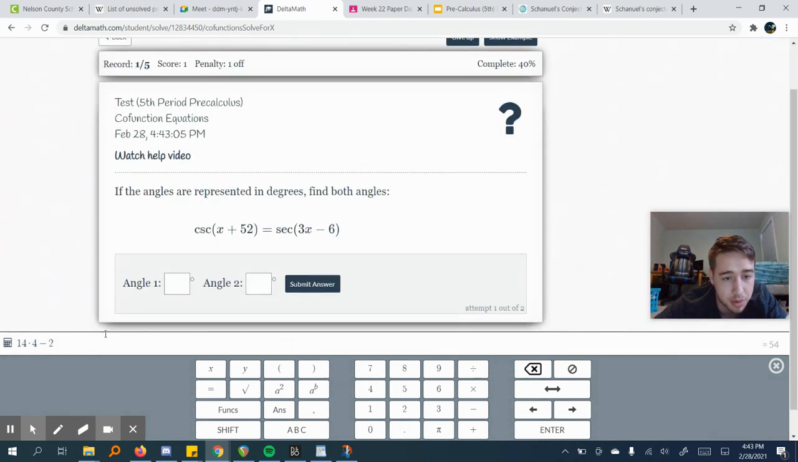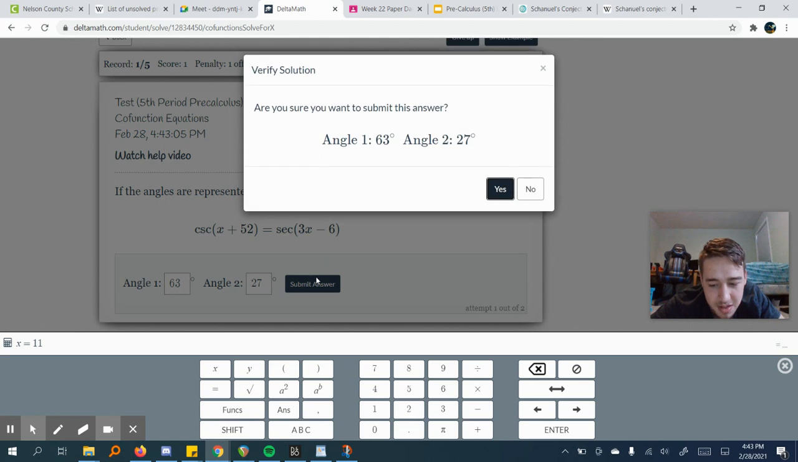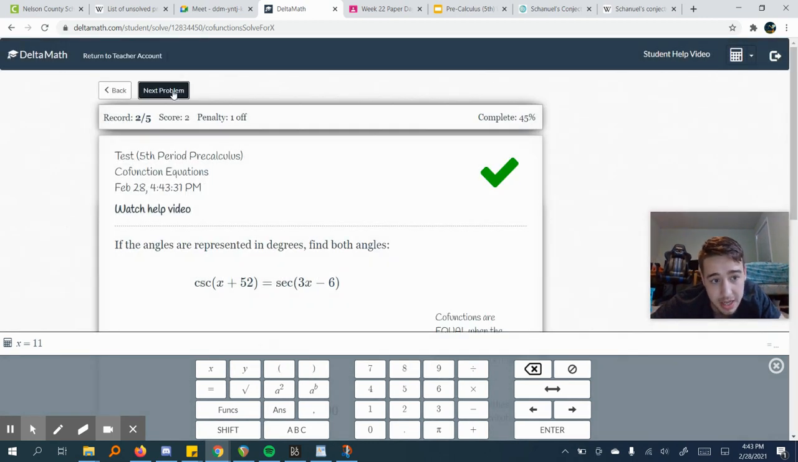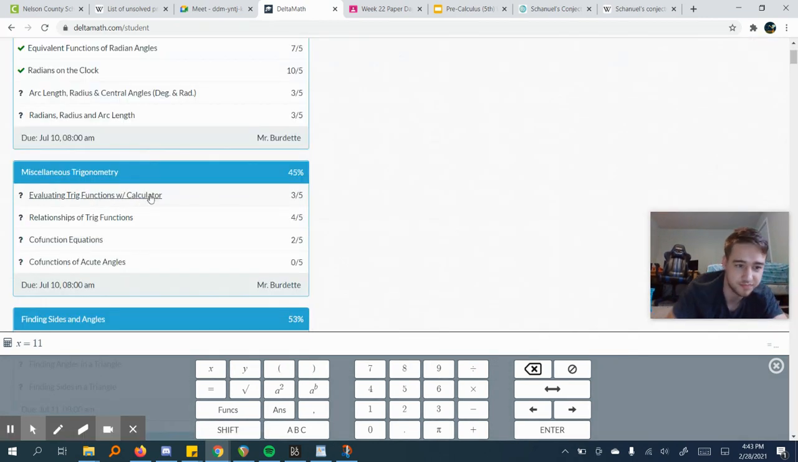You're going to have the same problem just with different numbers a bunch of times. So x plus 52 plus 3x minus 6 is 4x plus 46 is 90. Subtract the 46, 4x is 44. Divide it out, x is 11. So 63 is the first angle. 27 is the second angle. And that's all we had to do for this problem.